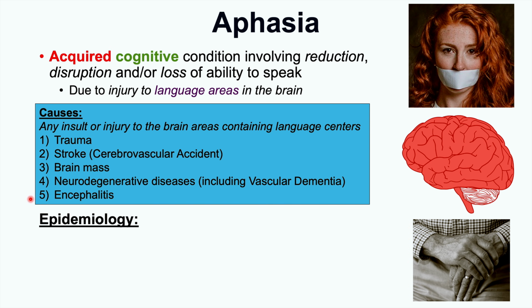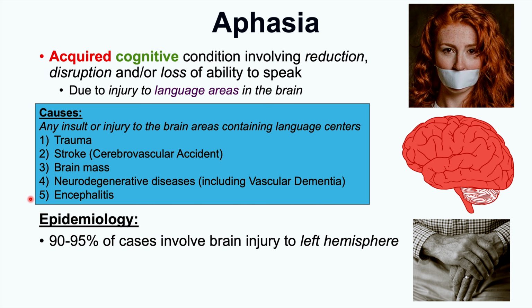Now, although we didn't talk about where these language areas are located in the brain yet, the epidemiology shows us where the language areas are going to be in the majority of patients. So 90 to 95% of cases of aphasia involve brain injury to the left hemisphere. We're going to talk about where exactly these language areas are located in the brain in the next slide, but we can see that a majority of patients have the language centers in the left hemisphere.